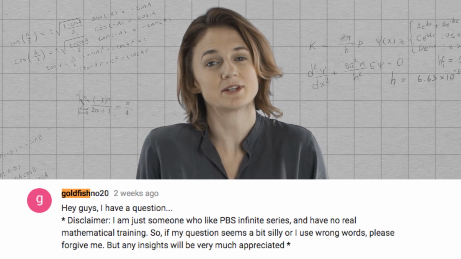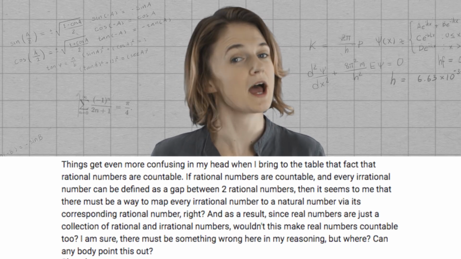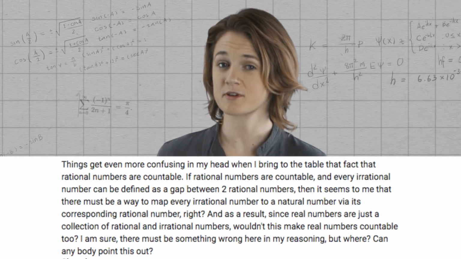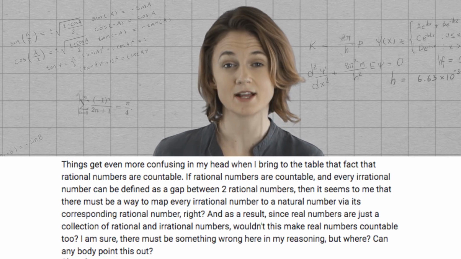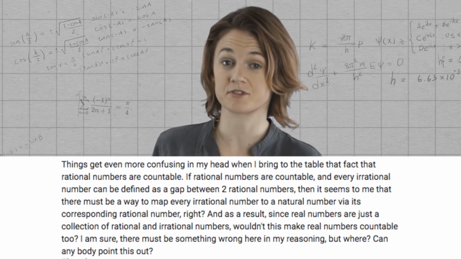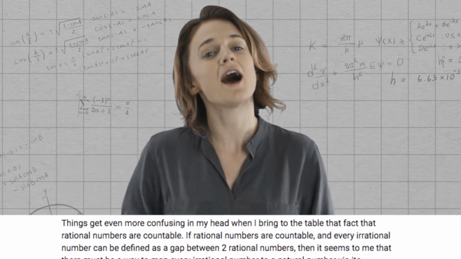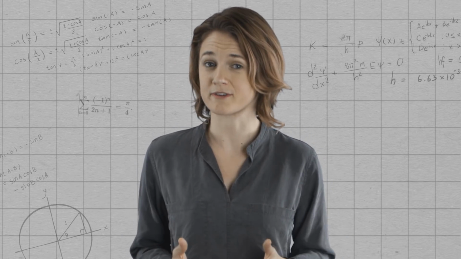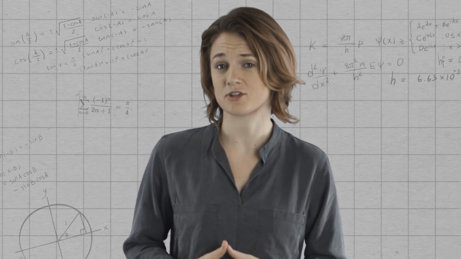Goldfish asked a wonderfully detailed and curious question about Dedekind cuts. It's all fun to read, but here's my favorite part. Things get even more confusing in my head when I bring to the table the fact that rational numbers are countable. If rational numbers are countable and every irrational number can be defined as a gap between 2 rational numbers, then it seems to me that there must be a way to map every irrational number to a natural number via its corresponding rational number, right? I find this countable-uncountable thing sort of amazing too. I'm with you, Goldfish. The real number line is weird. But there are a few responses to your question.